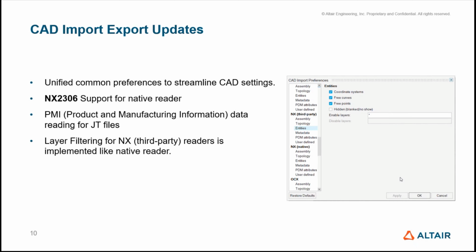And layer filtering for NX third party is also implemented just like native readers. So if you have used the native readers, you know that we could always filter based on the layers, and now the same functionality has been extended to even the third party, that is CT based readers.